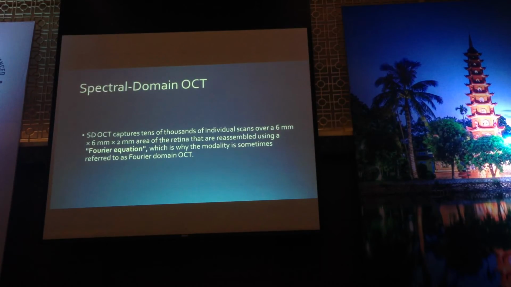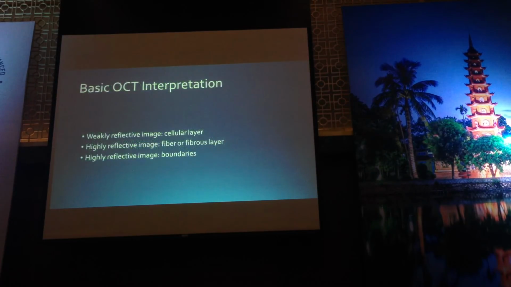However, all the scans have to be computed with this special equation because you have like 40,000 scans per second, right? That's too much for the time domain equation to do the computation, so we use the Fourier equation. Sometimes it's called Fourier domain OCT. It's the same thing. You have the Fourier equation to calculate it. I think those are the three main differences between time domain OCT and spectral domain OCT.